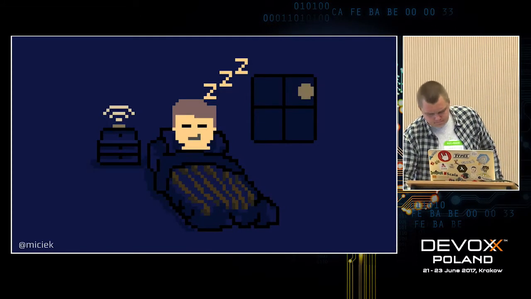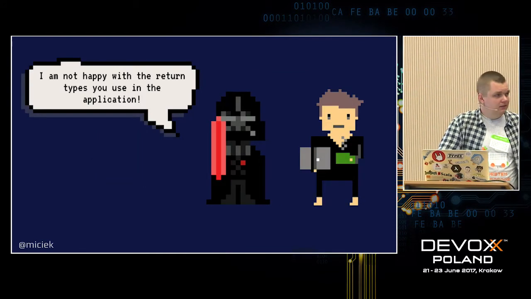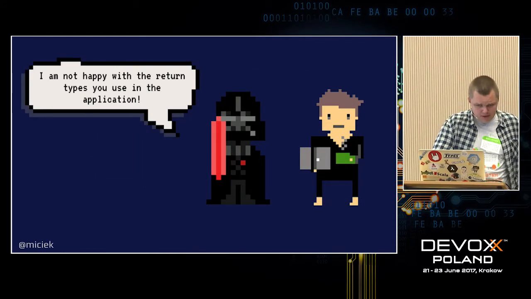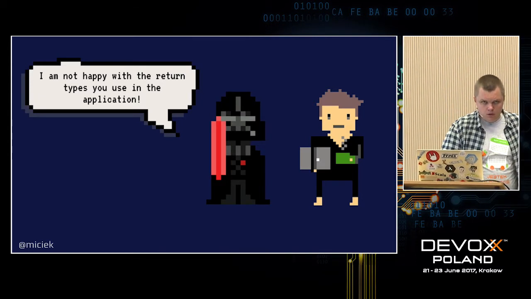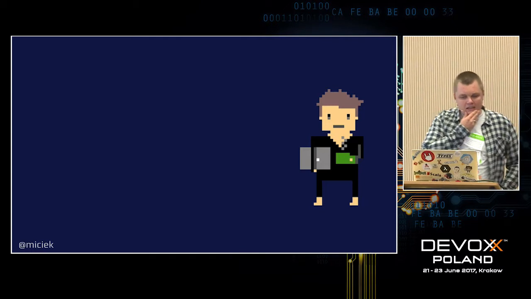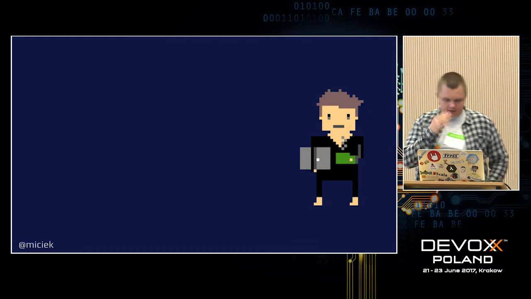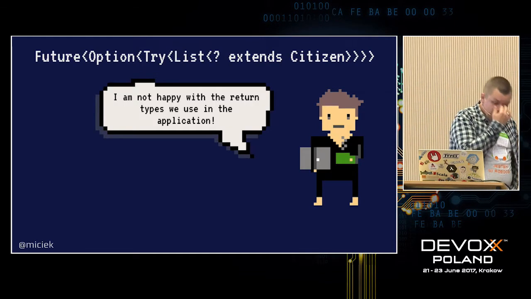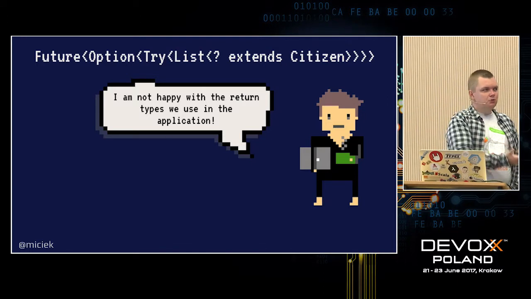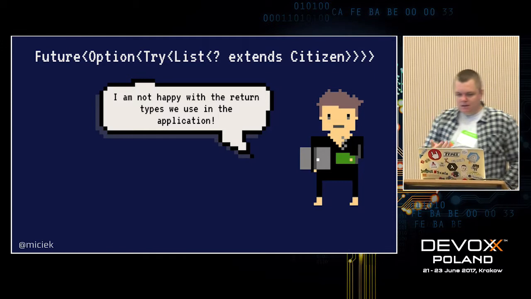Everything works fine, but one night our telephone starts ringing, and this is our client again, and he files a bug report: I am not happy with the return types you use in the application. Okay, but then suddenly we wake up and realize that was just a nightmare, so that's good. But then we start having some second thoughts. Maybe this was a sign. Maybe we shouldn't be using such cryptic return types in our application. Maybe there is a problem.